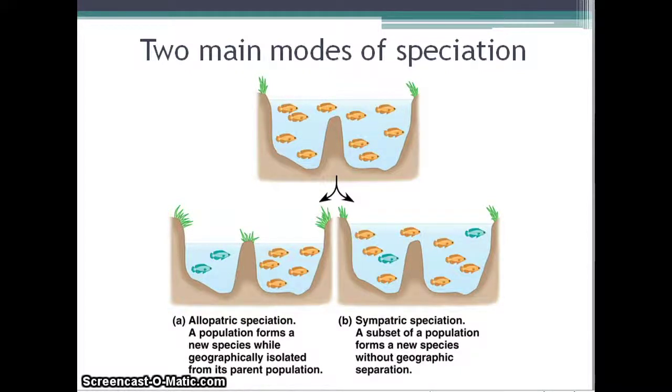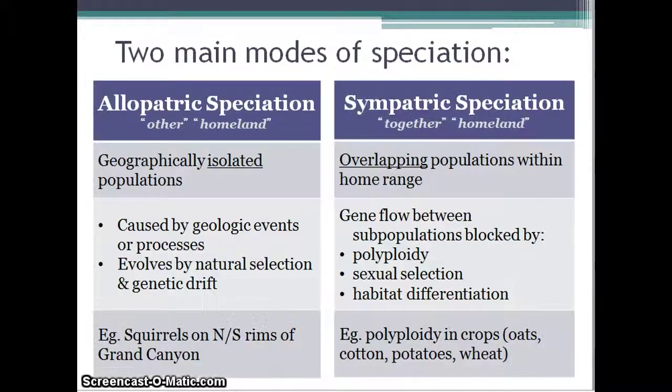Okay, so there's allopatric speciation and sympatric speciation. So these basically tell you that in one, they don't live together, and in the other, they live together or share an area. Okay, so let's go to the next slide.